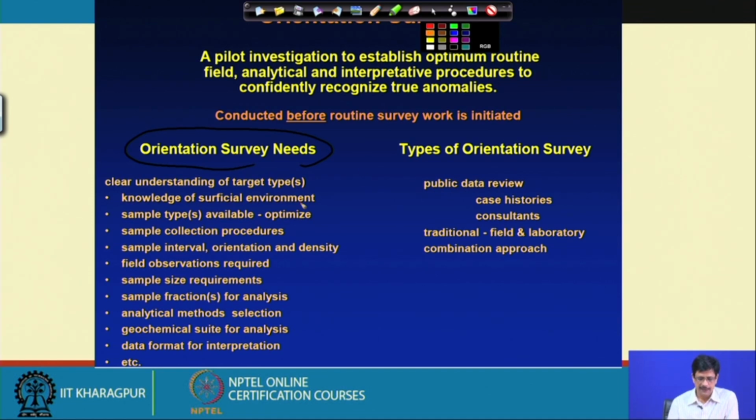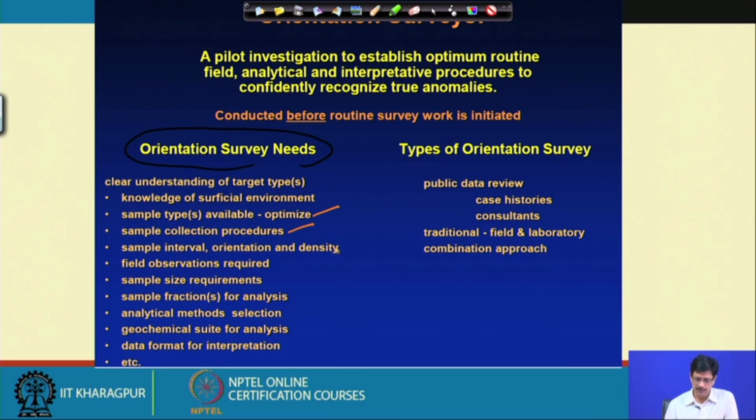So, in this orientation survey, before we take up any particular sample for analysis, there should be clear understanding of the target type. Knowledge of the subsurface environment, the sample types available, and the sample collection procedure is needed. When we are talking about the soil profile, normal soil in any particular geographical region, we must know how deep we should collect the sample, so that we represent the exact zone which will be reflective of the subsurface condition.